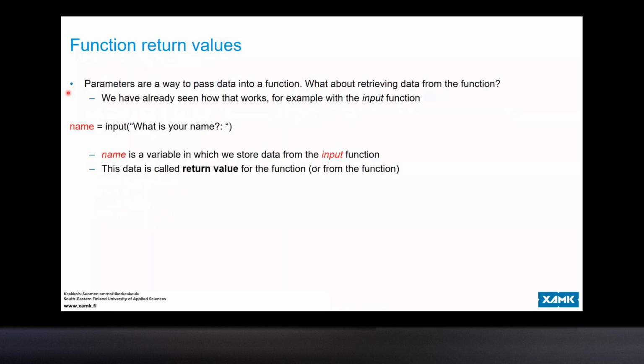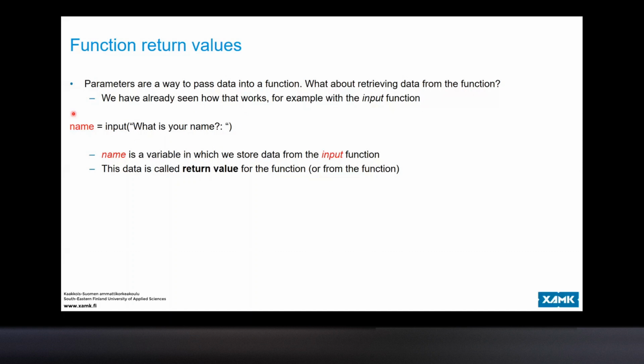So parameters are a way to pass data into a function. If there is a way to pass data to the function, there probably is also a way to retrieve data from the function, so getting data back. And actually, we have already seen how this works because we have been using the input function. We have been using functions so long that we haven't really stopped to think of how it works. So this is basically how it works.